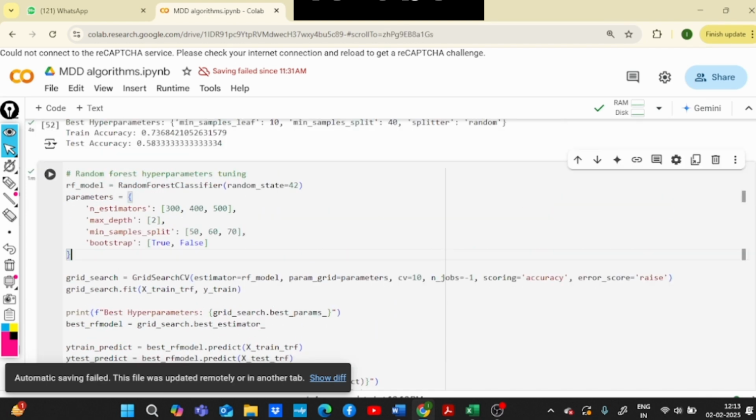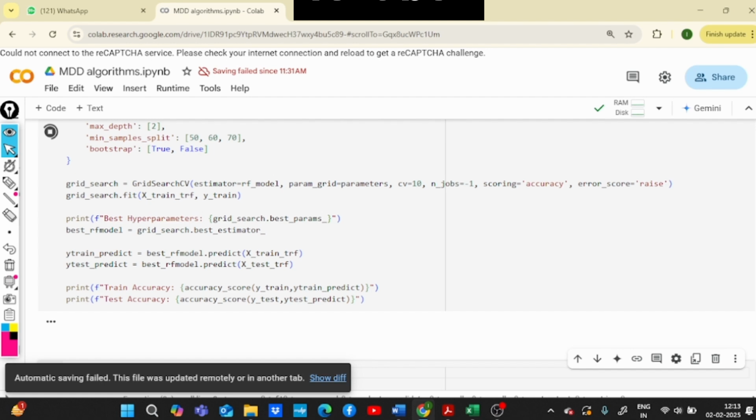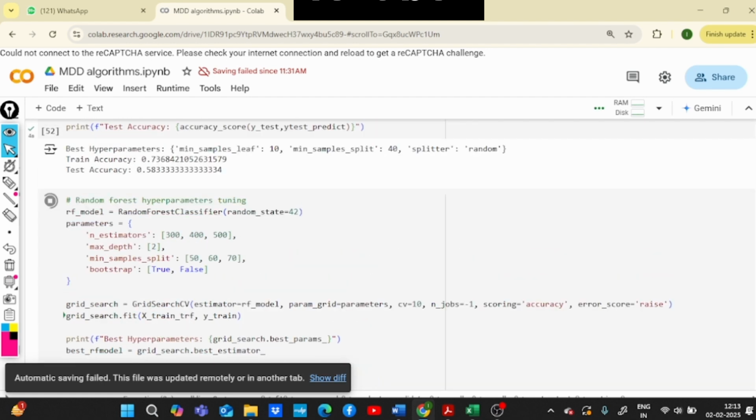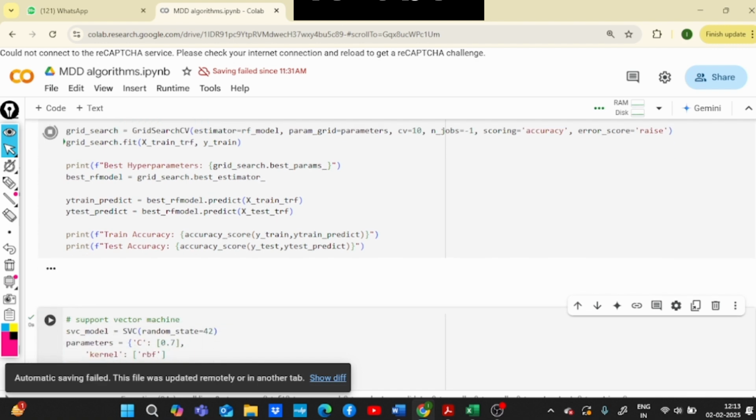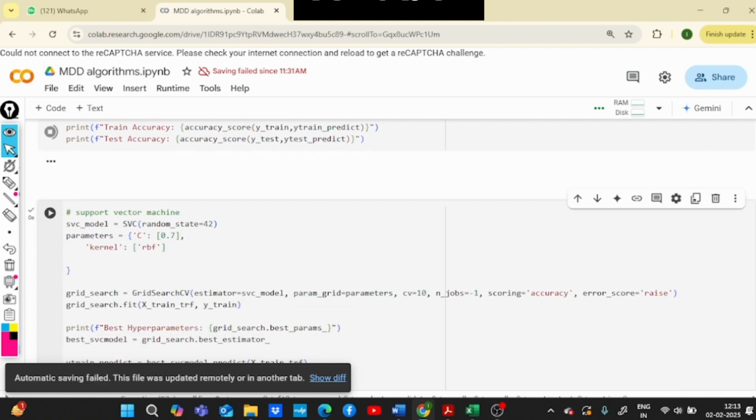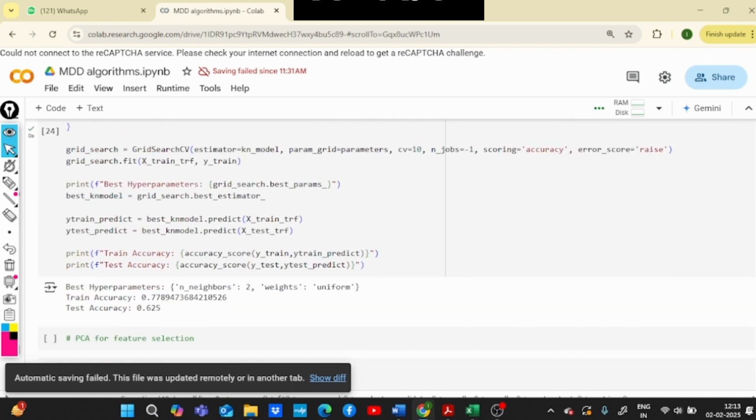Then we have random forest. In random forest, how many trees has he used? An estimator, he has taken 300, 400, and 500. Hence, it is taking some time. You can just skip this part. Okay, it is taking some time. Similarly, we have support vector machine and k nearest neighbor.